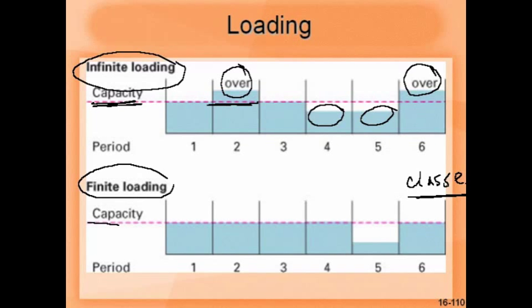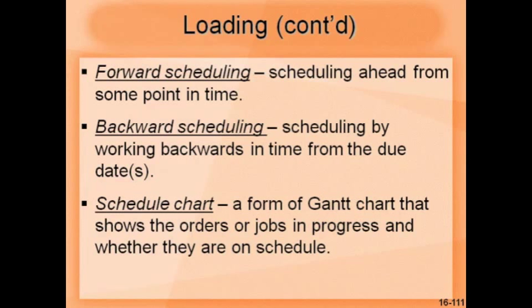Now loading can also be based on forward scheduling or backward scheduling. So in forward scheduling, scheduling is done ahead from some point in time. If we are talking about today, and then something has to be completed after 2-3 weeks, you start working on it from now, and as and when you are done, the job is done. So basically, you're scheduling ahead from some point in time.